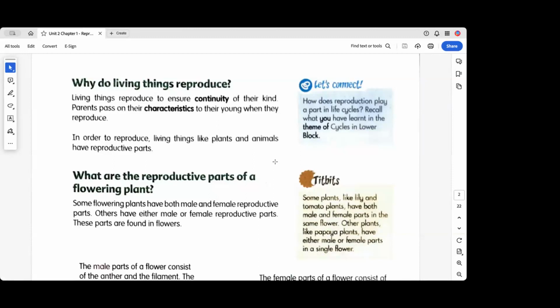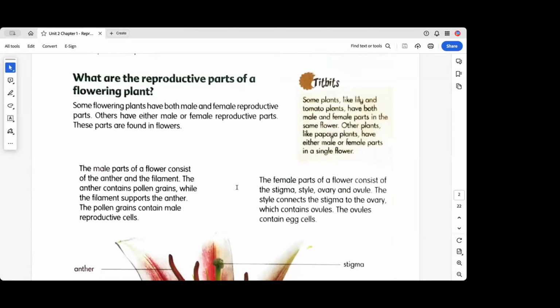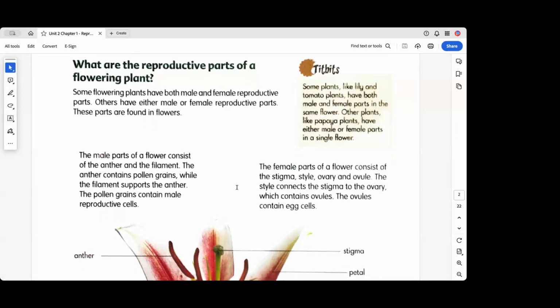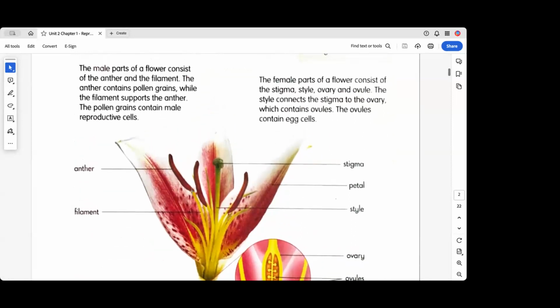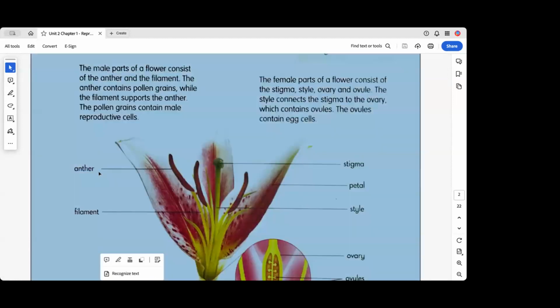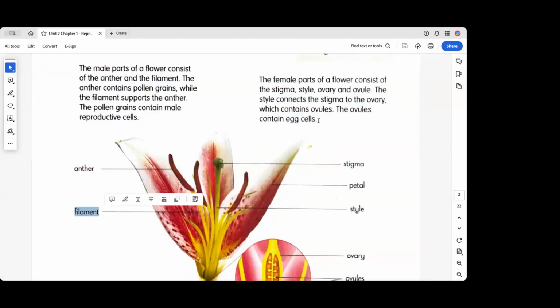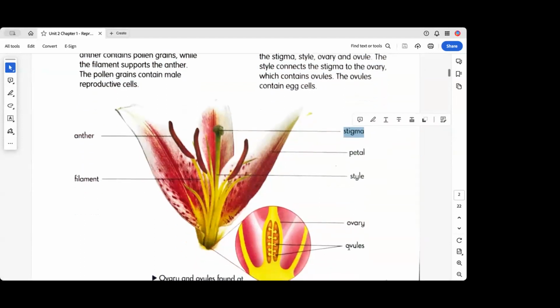In order to reproduce, living things like plants and animals have reproductive parts. So what are the reproductive parts of flowering plants? Some flowering plants have male and female parts, while others have just male or female. For a plant that has both, as shown in this picture, we have different parts. The male part of the flower consists of the anther and filament, whereas the female part consists of the stigma, style, ovary, and ovules.